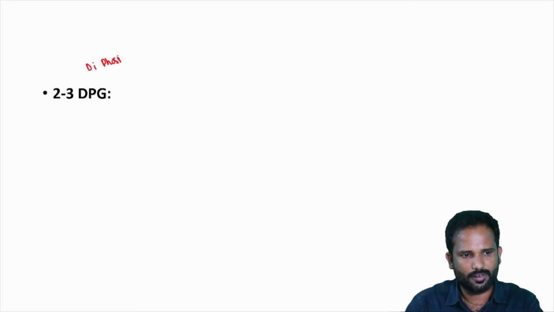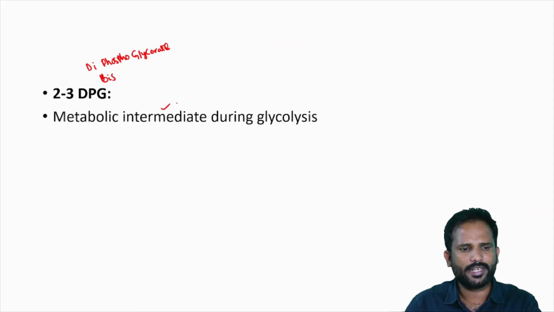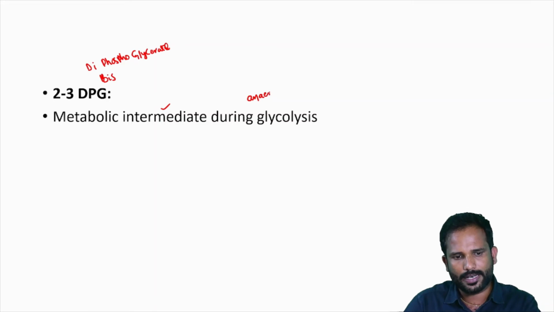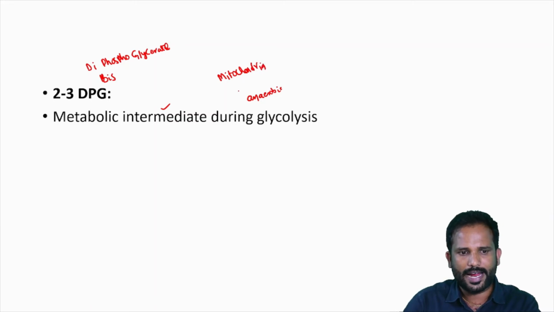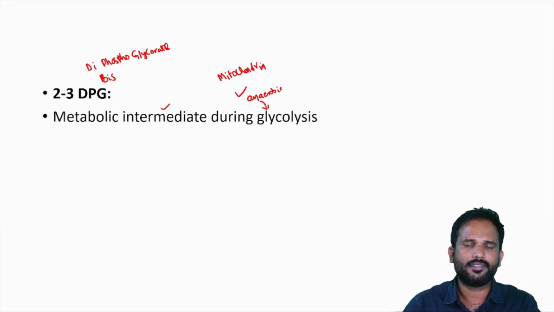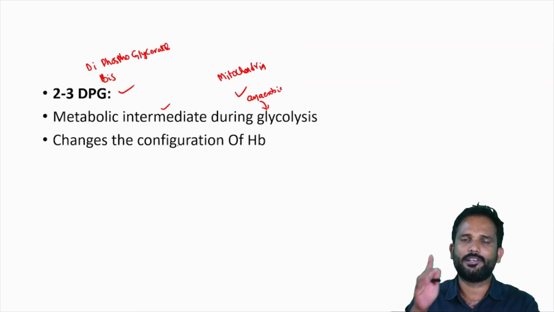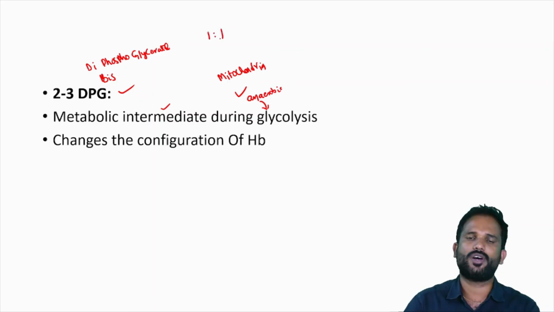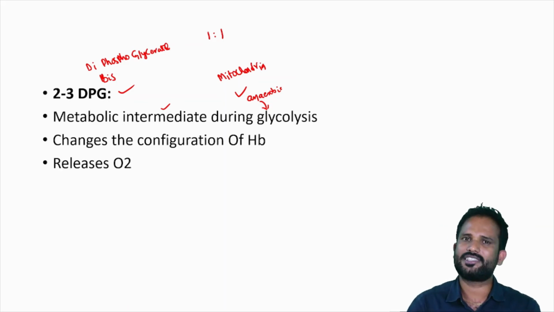2,3-diphosphoglycerate, or bisphosphoglycerate, is a metabolic intermediate during anaerobic glycolysis. RBCs don't have mitochondria, so they undergo anaerobic glycolysis, and this will cause the production of 2,3-DPG. This 2,3-DPG will bind to hemoglobin in a ratio of 1:1, one hemoglobin molecule, one 2,3-DPG. If 2,3-DPG is bound, it alters the configuration of hemoglobin, which causes the release of oxygen.